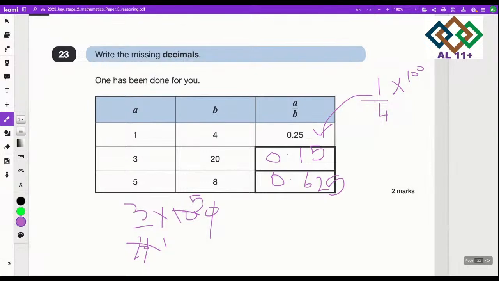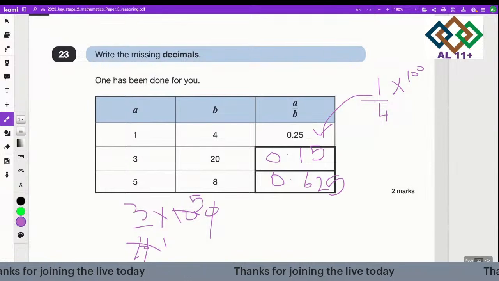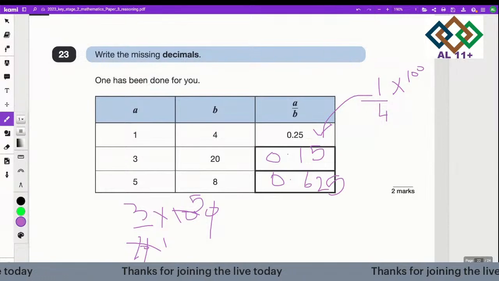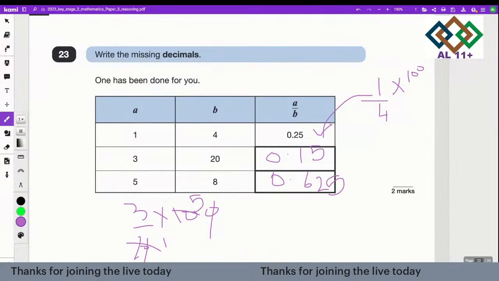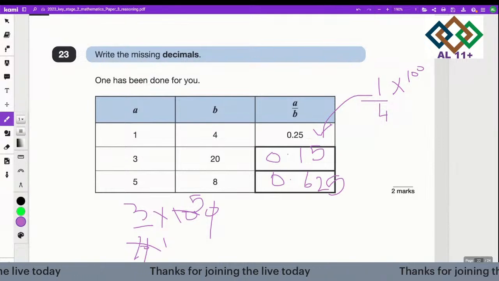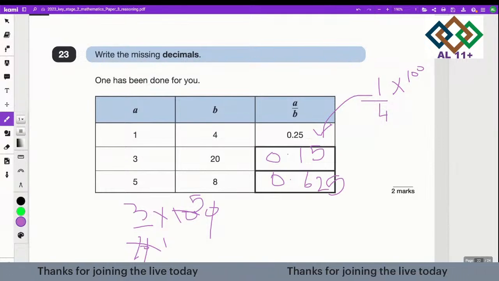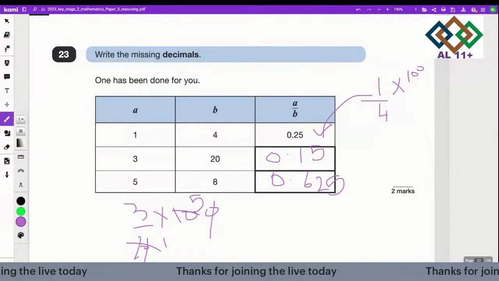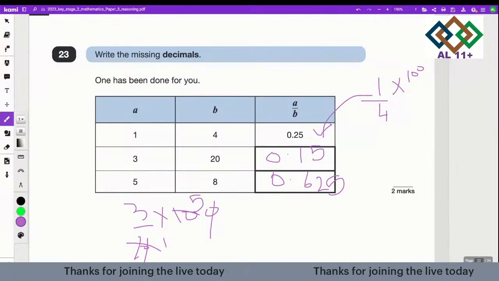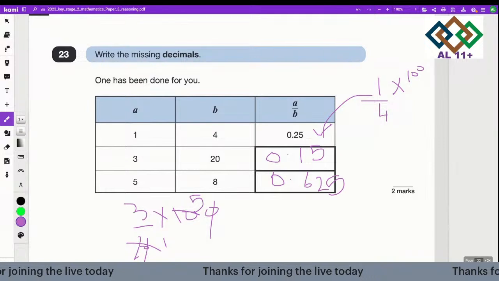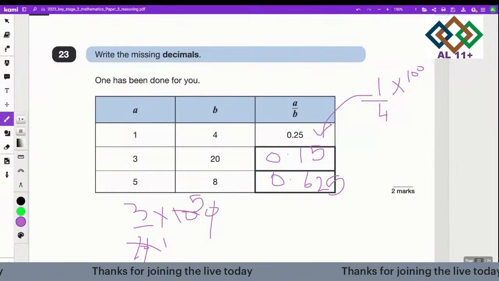So this is the end of the paper. Remember that there are lots and lots of papers on the government's website which you all can practice for SATs, because in SATs you all don't need any tutoring, nothing. You can just do it yourself, because you practice yourself. If you have done lots of 11 plus practice, SATs papers would be something really easy for you all, and you all can just practice on your own.